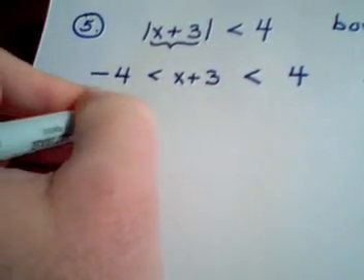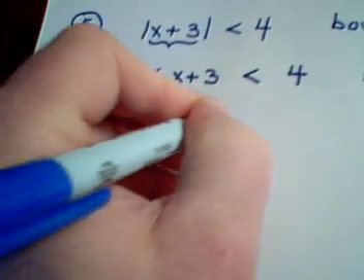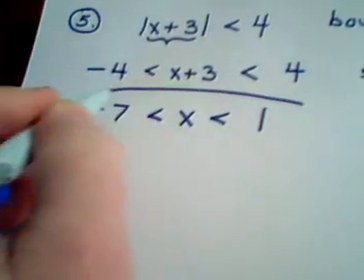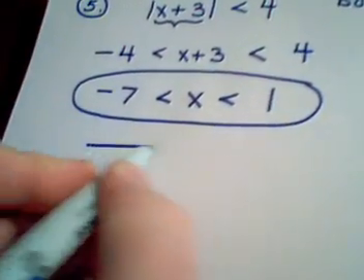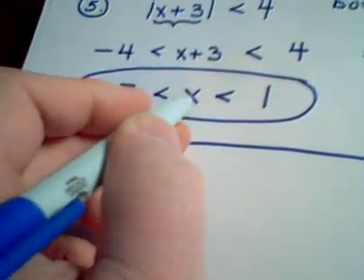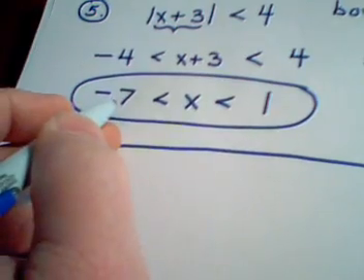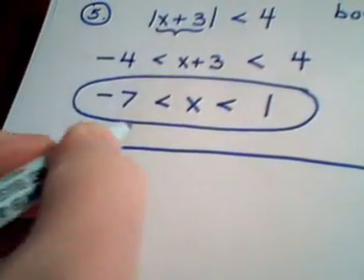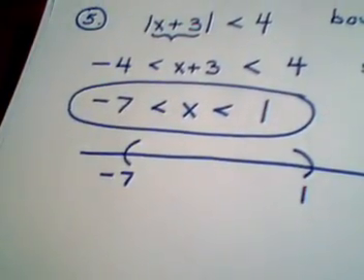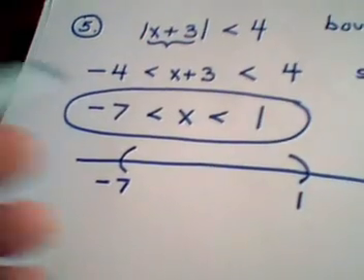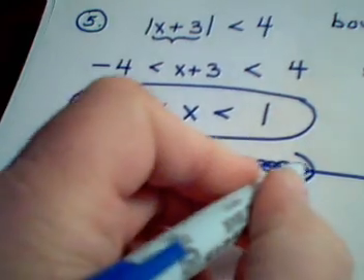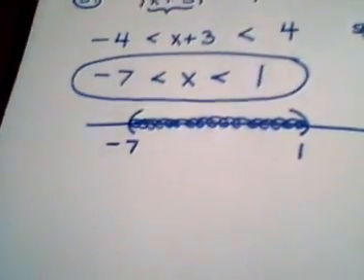So this will give me a -7. I will have x alone in the middle, and when I subtract 3 here, I'll have a 1. So this is my solution set. And basically, if I drew that, that would be all real numbers bounded in between -7 and 1, not including those. So we would put our little parens indicating exclude, and x is all of the stuff that's sandwiched in the middle. So that would be your solution set graphically.